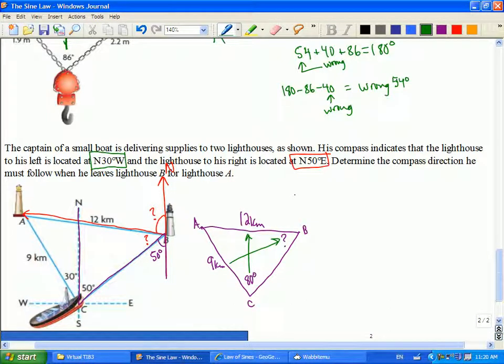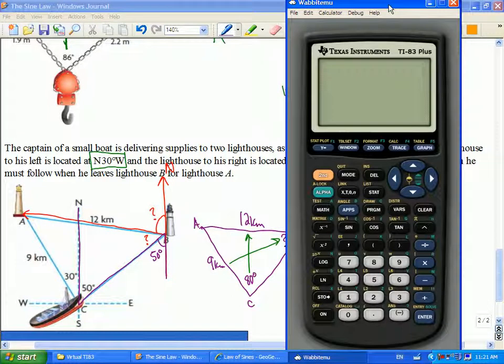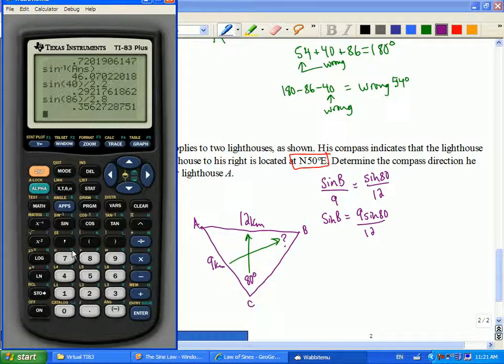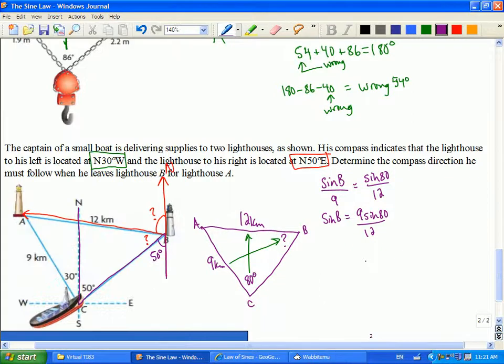Okay, so the angle we're looking for means I'd like to put the angles on top to make life easier when I solve this. So sine B over 9 is sine 80 over 12. And if I rearrange it, sine of B is 9 sine 80 over 12. And that's going to end up becoming 9 sine 80 over 12. So I get 0.7386.